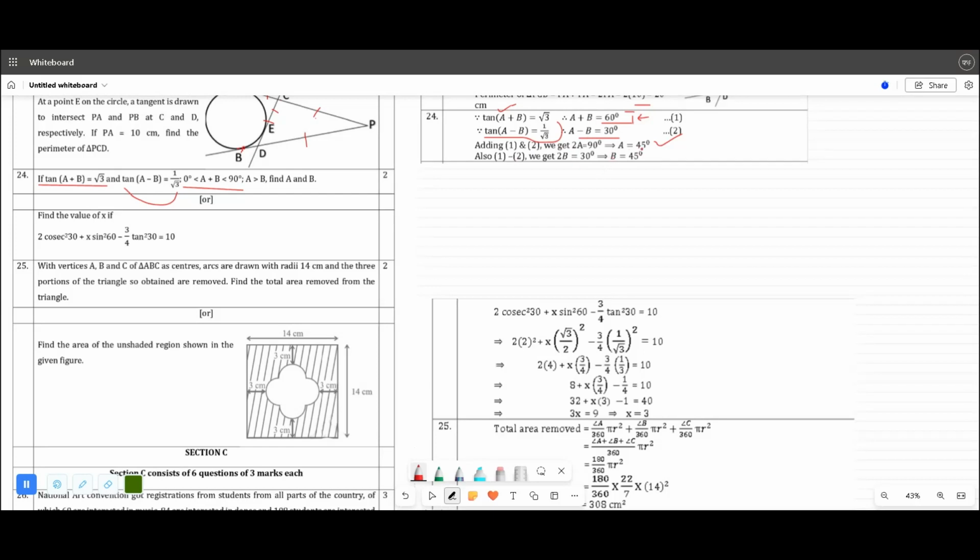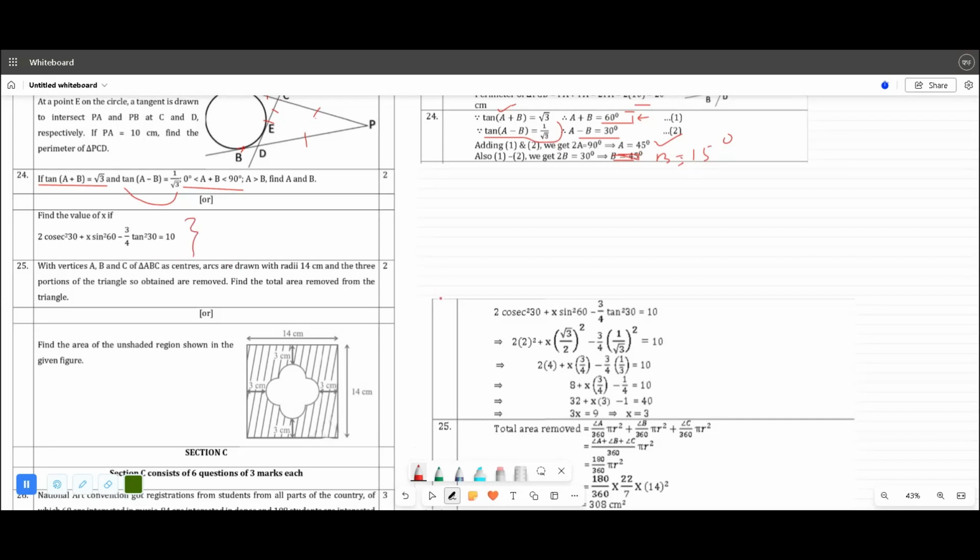ये आप a की वैल्यू को रिप्लेस कर दीजिए किसी एक इक्वेशन में, तभी आपको b की वैल्यू मिल जाएगी. सो 2b is equal to 30, दैट मीन्स b is equal to 15, राइट. आप ऐड करके देख लीजिए, 45 plus 15 is 60 एंड 45 minus 15 is 30 डिग्री. ओके, अब फाइंड द वैल्यू ऑफ दिस, राइट.